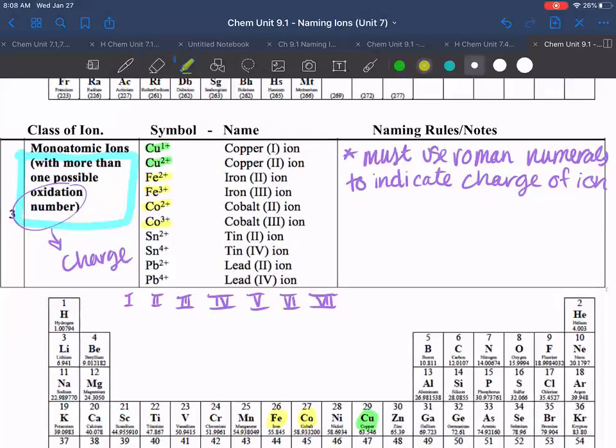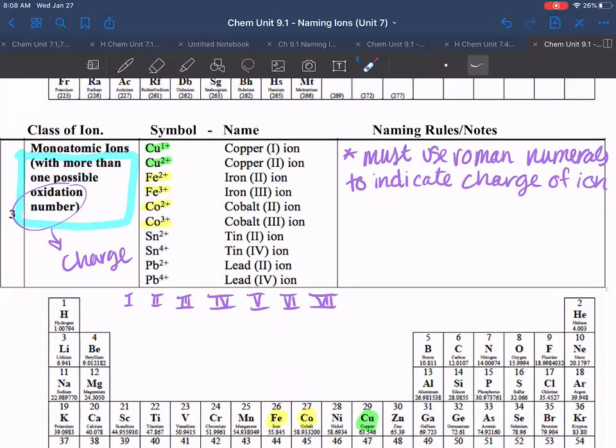And for memory purposes, sometimes to remember which ones typically form +2 or +3, if you look at it like CoFe, it's kind of like coffee. You're like, knowing me, I'll have at least 2 or 3 cups of coffee. The charges are at least 2 or 3. I don't know, cheesy way to try to remember it.